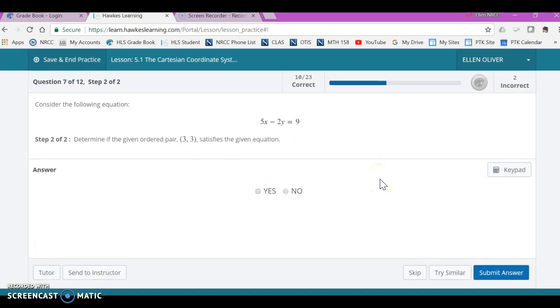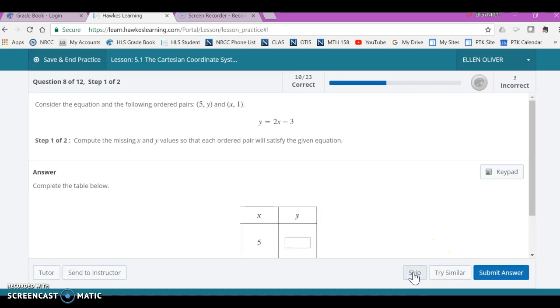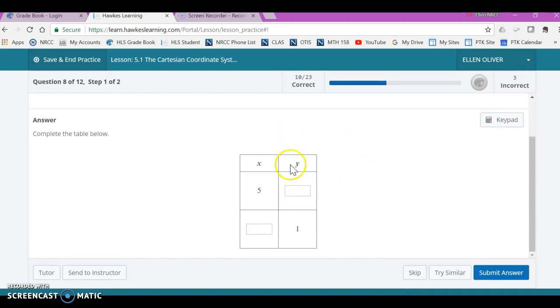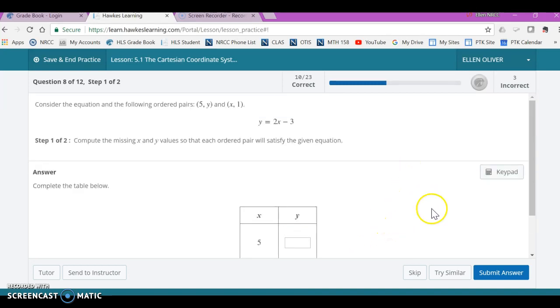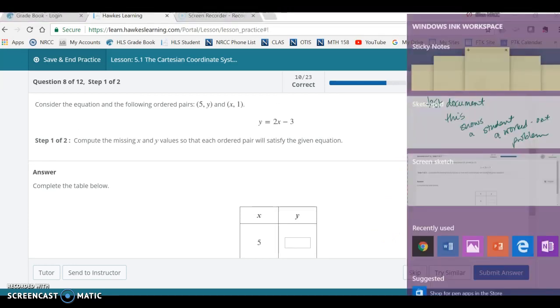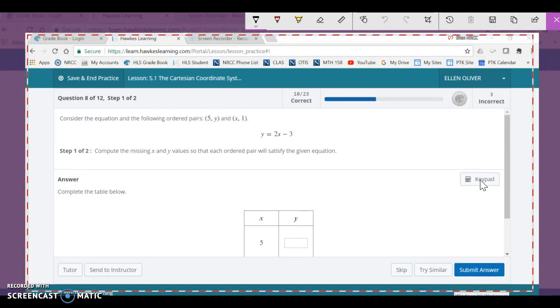Same thing here. You're going to plug in 3 for x and 3 for y and see if you get a true statement. So I'm going to skip that. Here is where they give you a T-chart, is the way I write this, with a 5 for the x and a 1 for the y. So let me go ahead, 5 for x and 1 for y. Here's my T-chart. 5 for x, 1 for y.